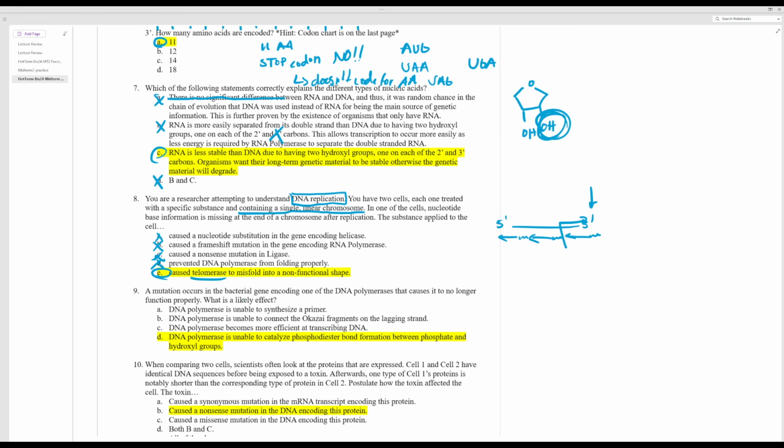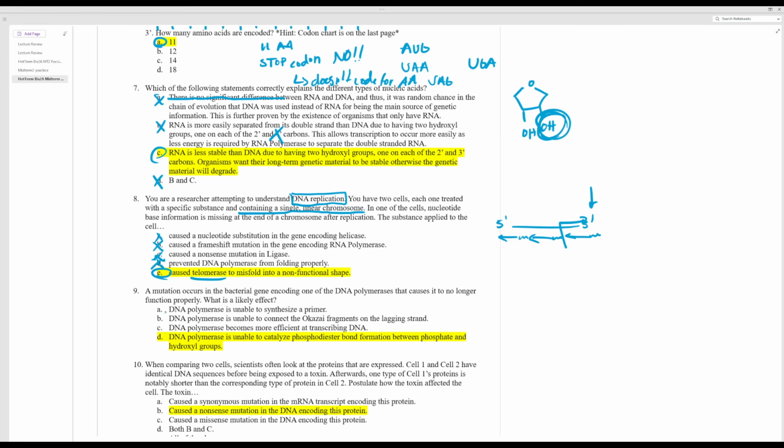A mutation occurs in the bacterial gene encoding one of the DNA polymerases that causes it to no longer function properly. What is the likely effect? So essentially what I'm doing with these sorts of questions is by introducing a null protein, aka a protein that doesn't work, I'm testing you on the functions of those proteins. So another way to ask this question is just straight up, what is the job of DNA polymerase? But what I'm doing is I'm adding another element to it by saying, instead of asking you, what is the job of DNA polymerase, I'm saying, what doesn't happen if DNA polymerase doesn't work?